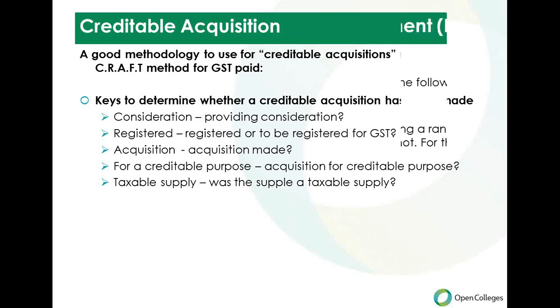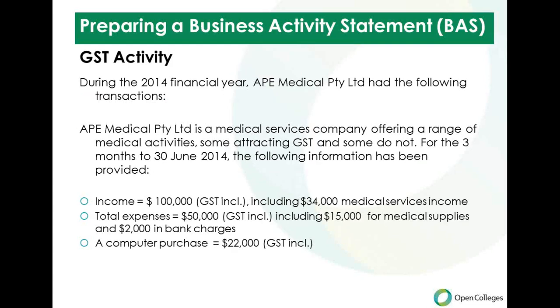So let's now take that understanding into a little GST worked example, and you'll find there's a couple of points here to help you identify where the information goes in a business activity statement. We've got a company called APE Medical Proprietary Limited. They had the following transactions, and they're a medical services company offering a range of activities, some attracting GST and some not. For the 3 months to 30 June 2014, the following information has been provided. You've got income of $100,000, which is inclusive of GST, but there was $34,000 of medical services income, and medical services income is an example of a GST-free supply.